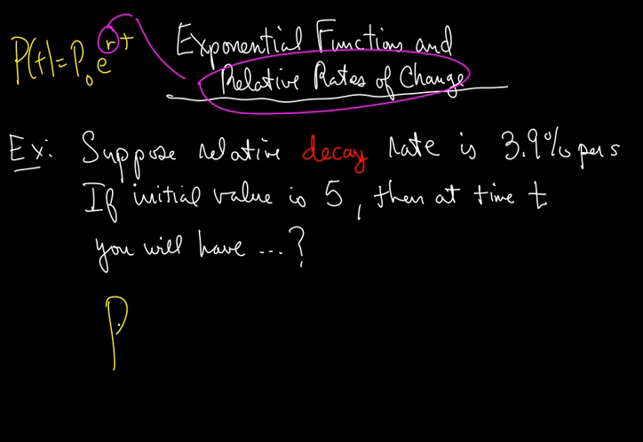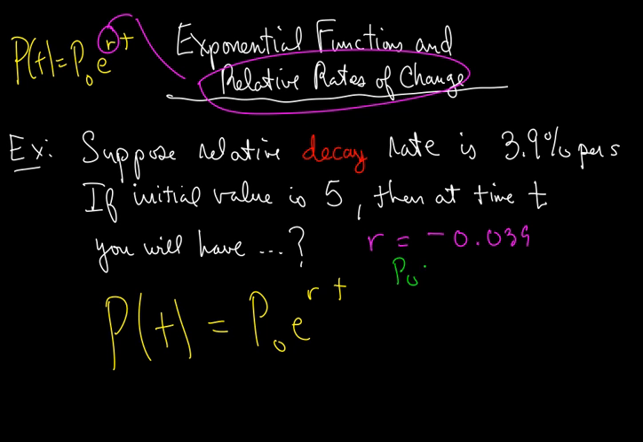So you know that the function has to look like this, P of t equals p0 e to the rt. What's the r? Well, it's decay. It's a relative decay rate, so r has to be negative. So r is actually negative 0.039, and the initial value, p0, is just 5, because that's what they told us. So the function should look like this: 5 times e to the negative 0.039 times t. And that's it. Okay, so that's how you write down the exponential function if you're given the initial value and the relative rate of change.